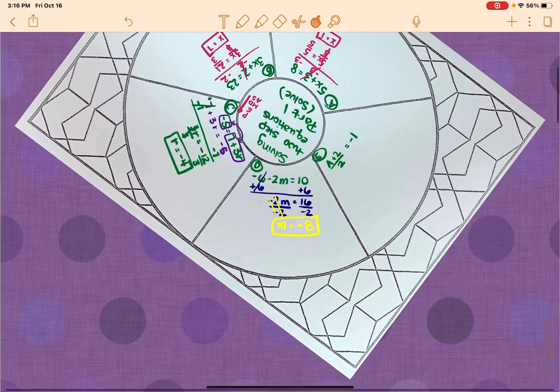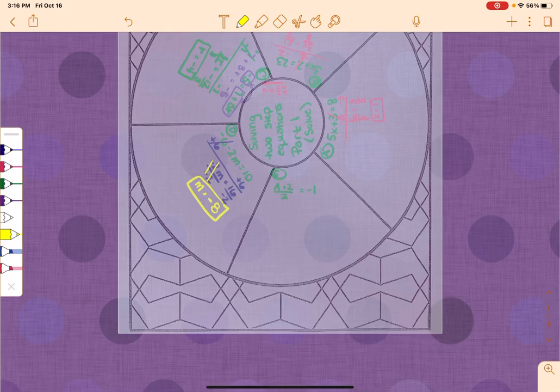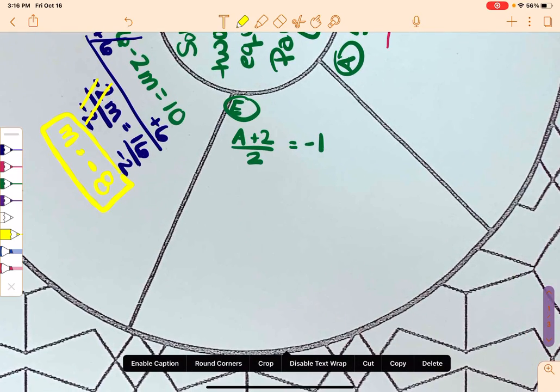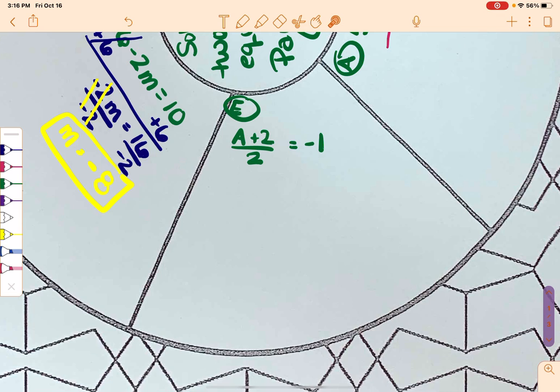Okay, let's go to E, and then we'll flip this over and do a little bit more practice. I think we have 2 on the back. So on this one, I have a plus 2 divided by 2 equals -1. Now, if I have any hope of getting this part alone, I can't have this divided by 2 there. So I'm going to have to get rid of that. So the opposite of dividing by 2 is multiplying by 2. So those 2 can cancel. So I'm left with a plus 2. And then -1 times 2 is -2.